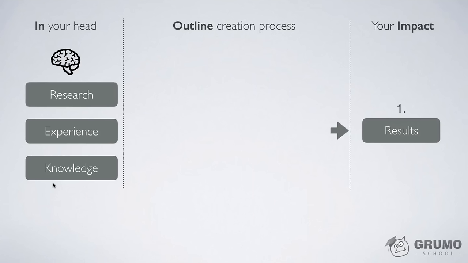Now, before you create the outline, it's very important to think, what is the impact that you want to have? And it has to be very specific. Do you want to teach people how to create courses? Do you want to teach people how to create an animation? How to dominate a specific software. You want to make sure that you understand really what the results are that you want to get in people, right?